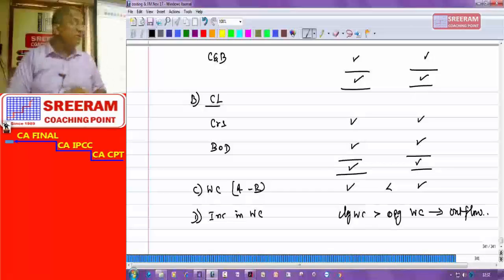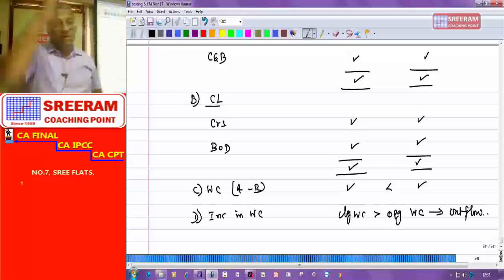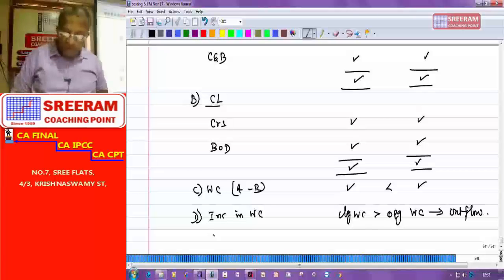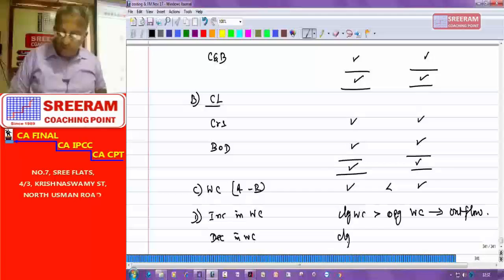Increase in stock, what have we seen? Outflow of money. Increase in debtors, outflow of money. Decrease in creditors, outflow of money. Then this might result even in decrease in working capital, where closing working capital will be less than opening working capital. This will result in inflow.